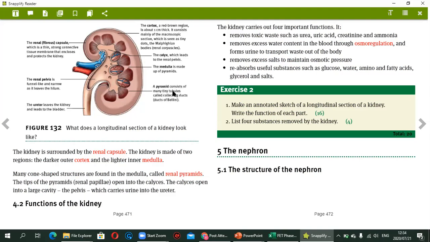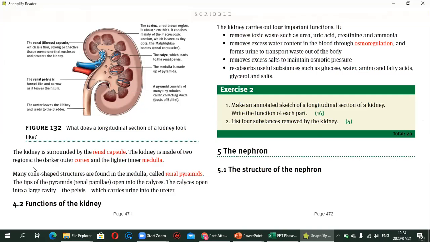And then a pyramid consists of many tiny tubules, which are called collecting ducts. What's the other name? It's the ducts of Bellini. So two names, collecting ducts or ducts of Bellini. Whenever you get ducts of Bellini, you know we are speaking about collecting ducts here in the pyramids. The pyramids are found in the medulla. So that is the overall structure of your kidney. As we move along, we will learn individually exactly what role they play.